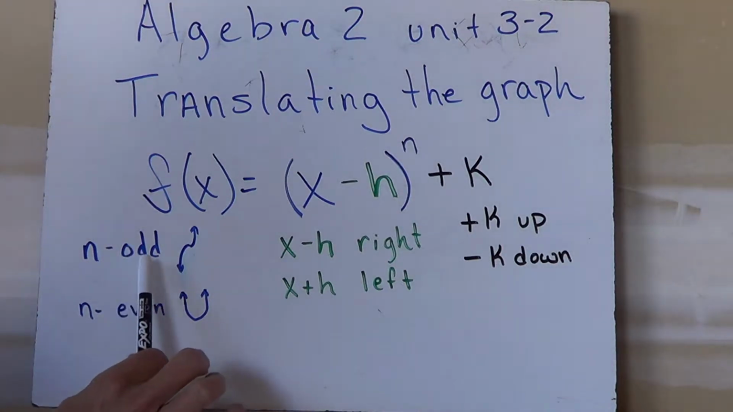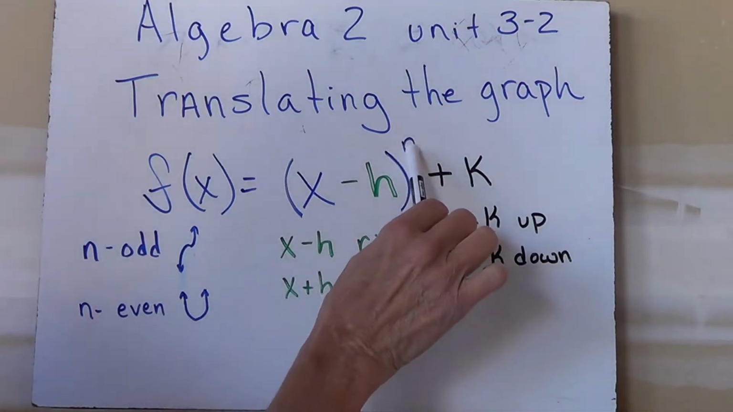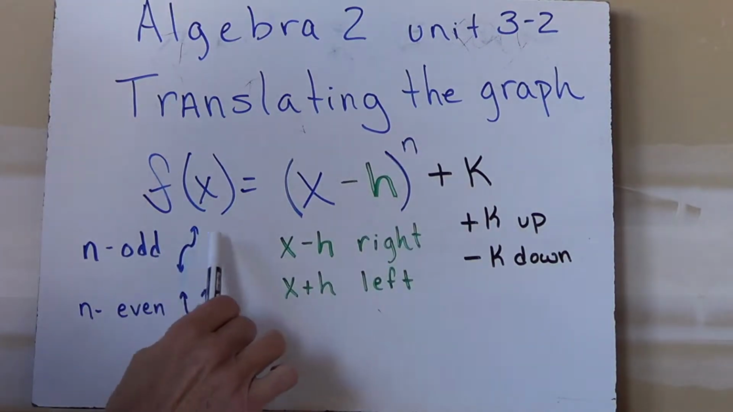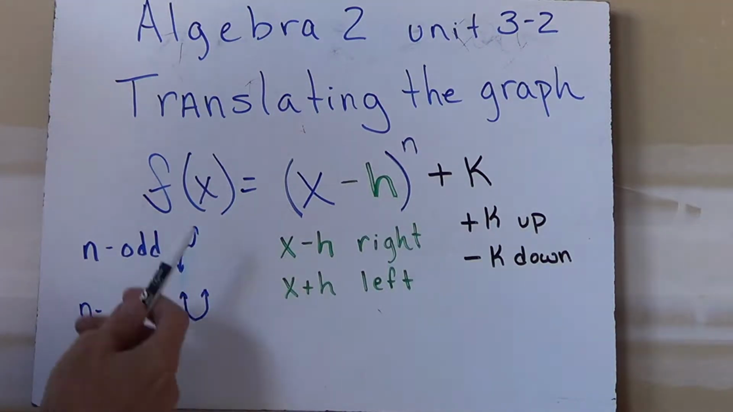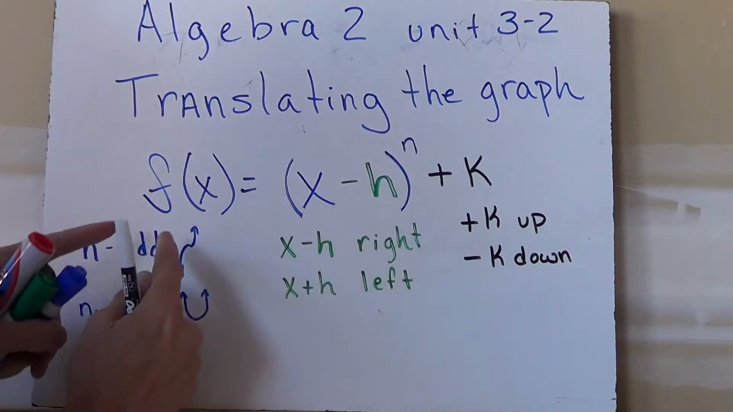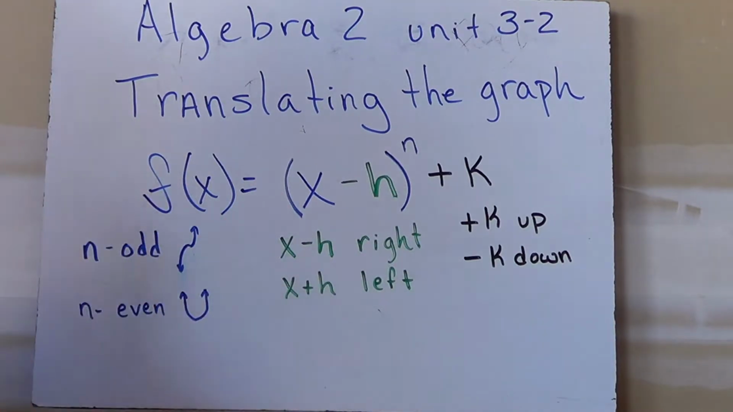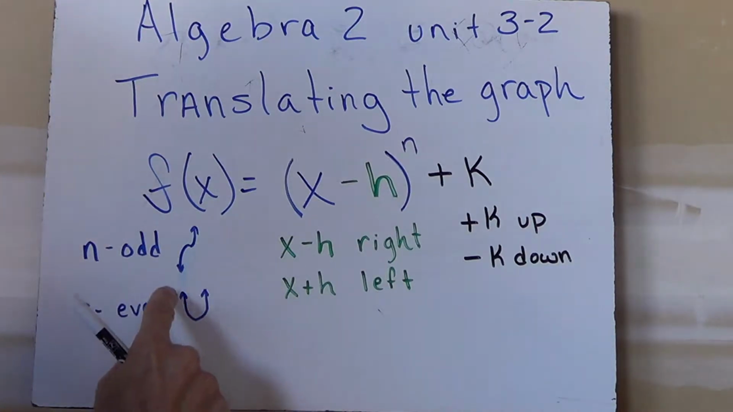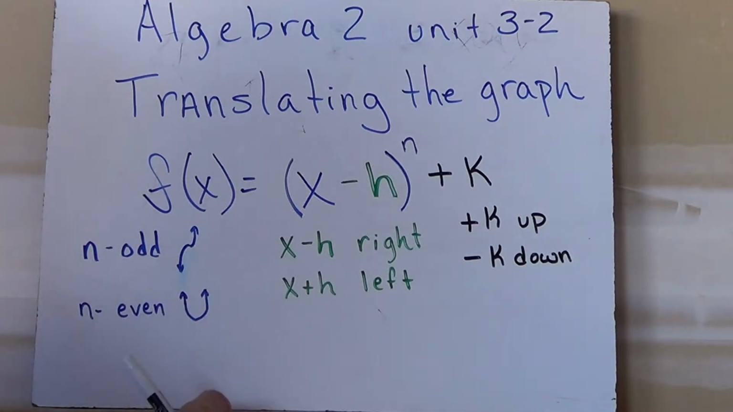Remember, if it's an odd function, meaning that this n, the power up here, is an odd number, then it's going to have that S kind of shape. Or if there's a negative out front, the S would go the other way. On the even, if it's an even number up there, it's going to have a U shape. If it's a negative out front, that would become like the maximum, the N shape.